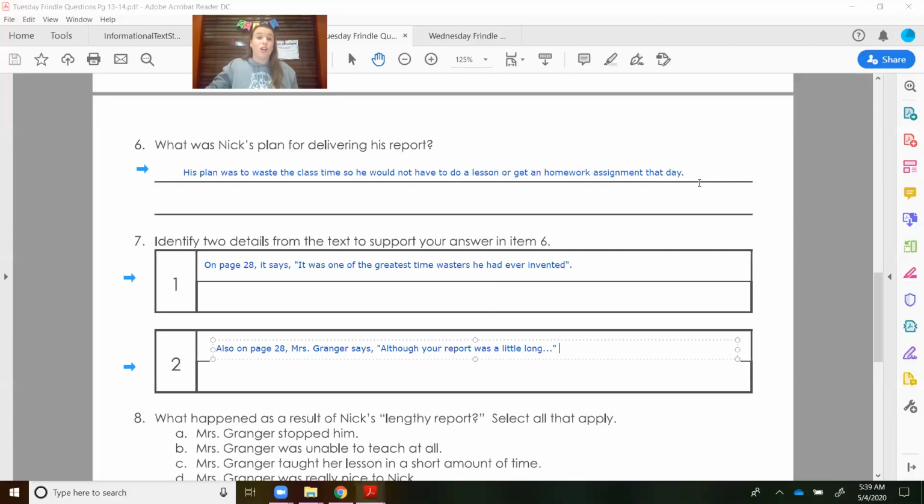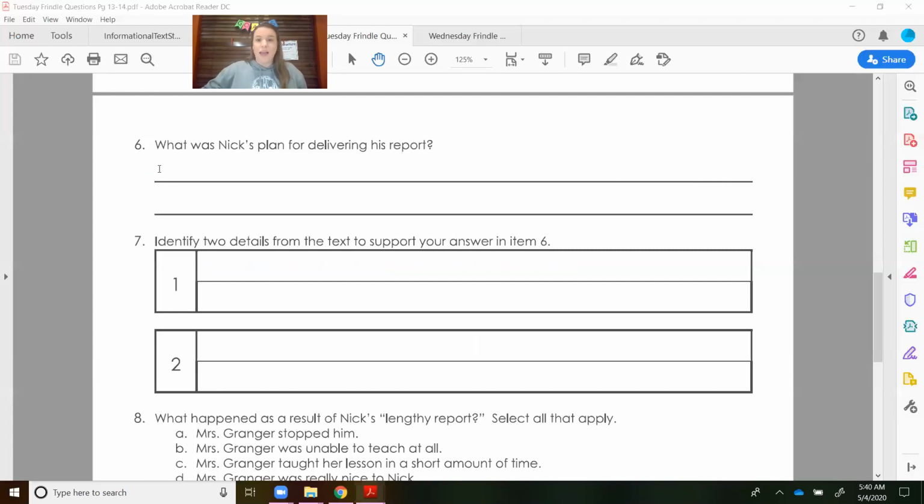Then you need to make sure you're using at least 2 details to support your answer from both passages. So a detail from one passage and a detail from the other passage, not just answering the question. To answer the question, then show me 2 details from both passages. So a detail from one passage and a detail from another passage. All right, so there you go. And that is called supporting your answer with text evidence.